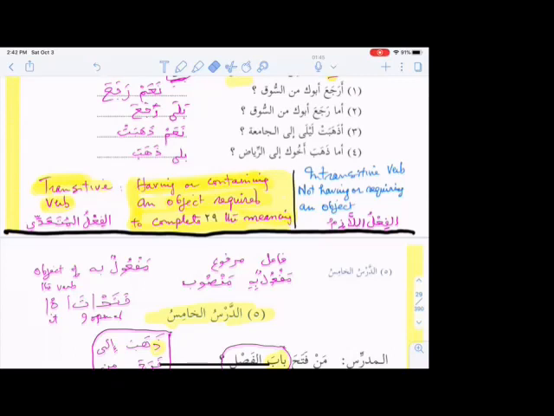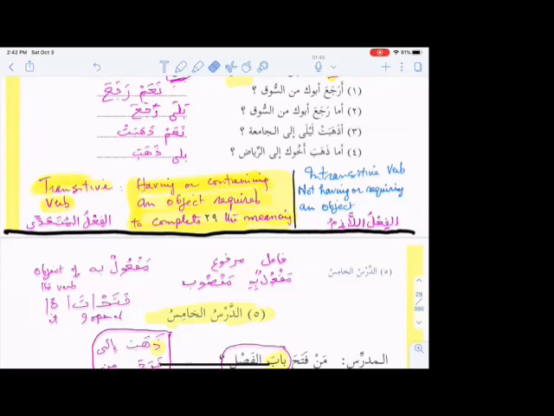So if the sentence has an intransitive verb, which means it does not require maf'ulun bihi, it does not require an object. So the example: Muhammad sat. How will I say it in Arabic? Jalasa Muhammadun. That's it. Did I get the meaning? Jalasa Muhammadun? Yes. He sat. Fine. I don't have to explain anything more.